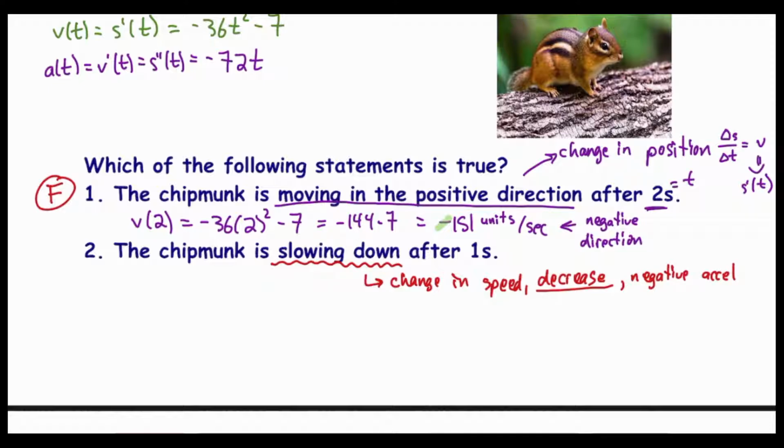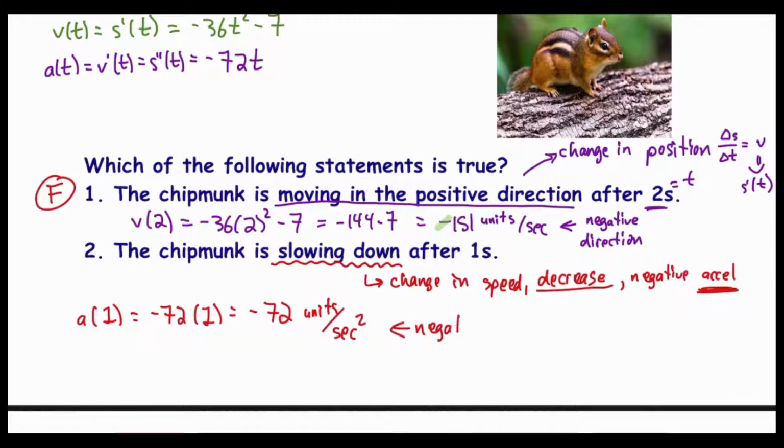acceleration. So acceleration means we're going to use our second derivative. So let's use our second derivative. So acceleration at 1 second. And let's evaluate. So we have our function. Let's plug in the value. Equals negative 72 times 1 is just negative 72. And what do we notice? And let's not forget our units. Units per second squared.